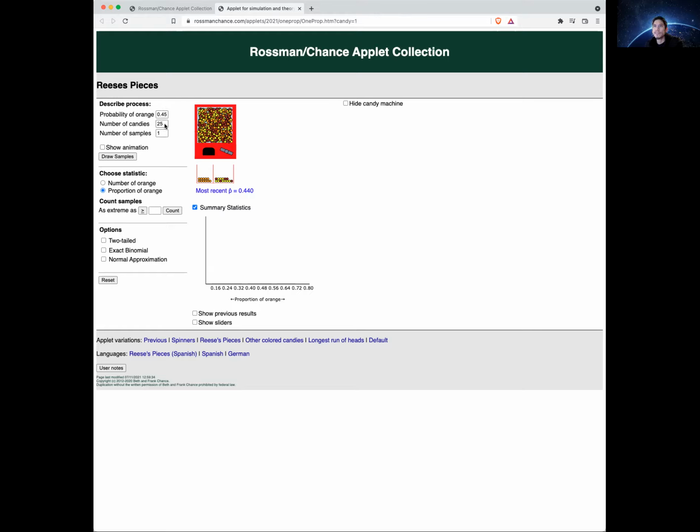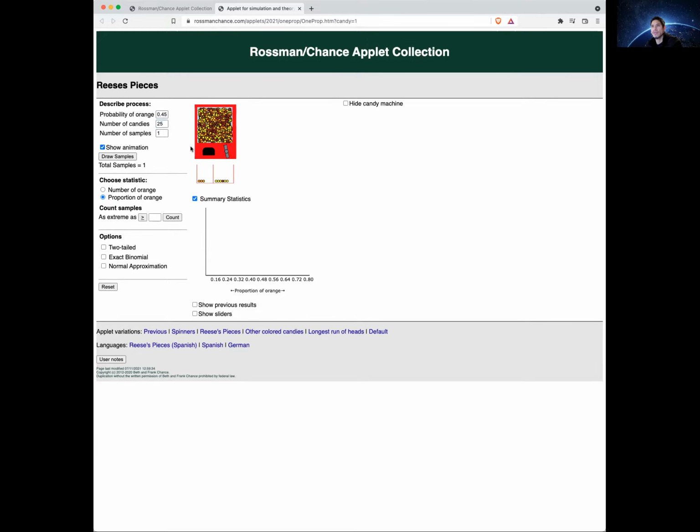So what we're going to do first is we're going to set the proportion of orange Reese's Pieces. I don't know if that's really a color for Reese's Pieces, but we'll say they're orange. 45% of them are orange. And in each sample, we're going to take 25 candies. And then we're going to see what our statistics are. So let's just show the animation first so we can see exactly what's going on.